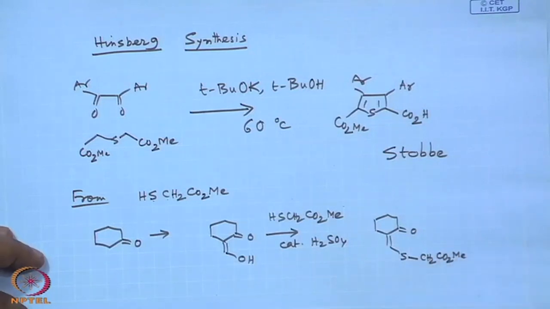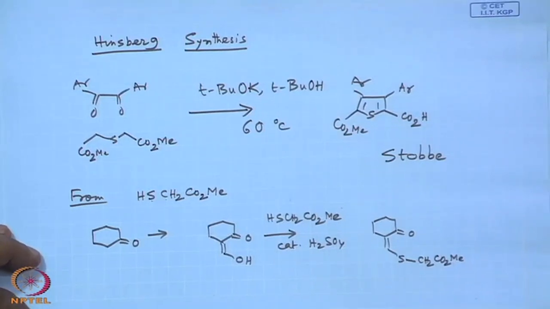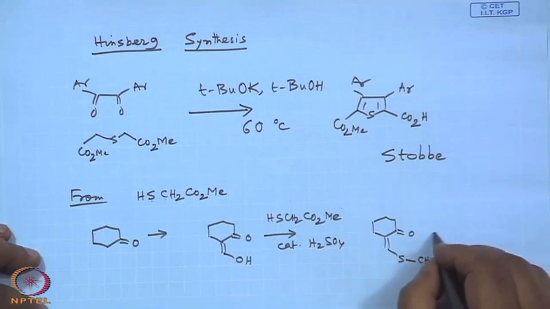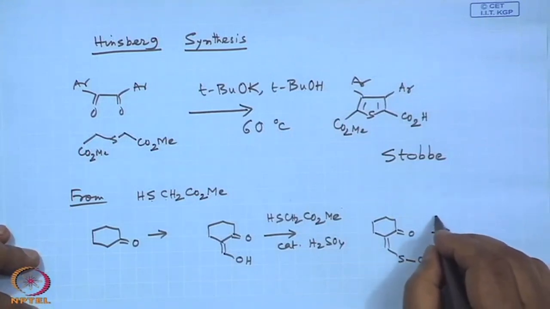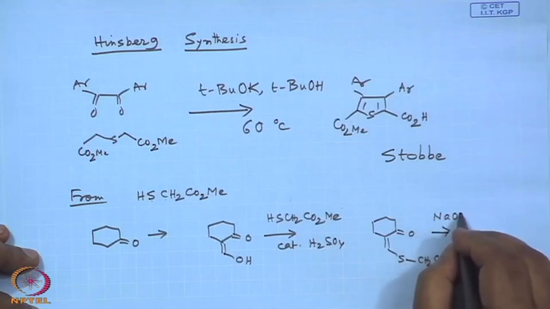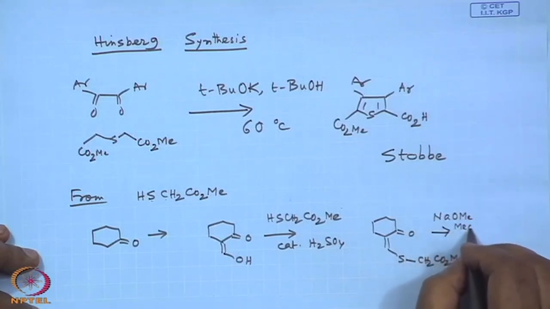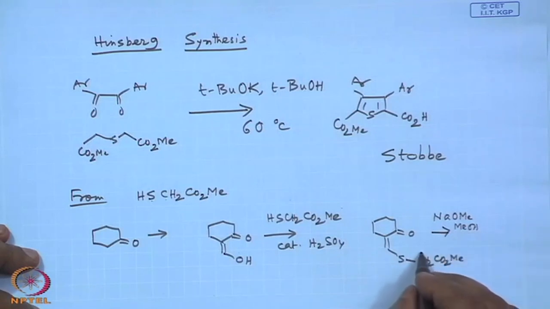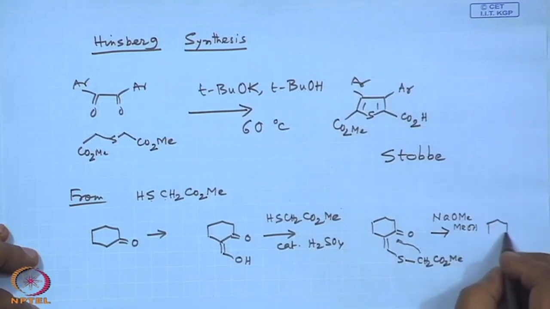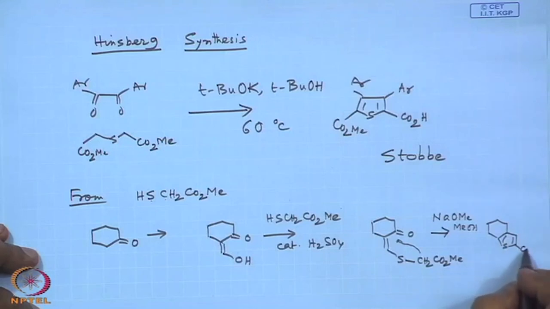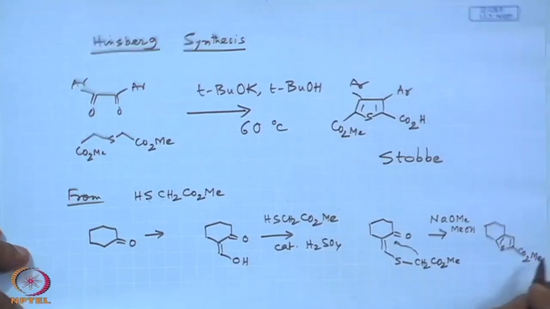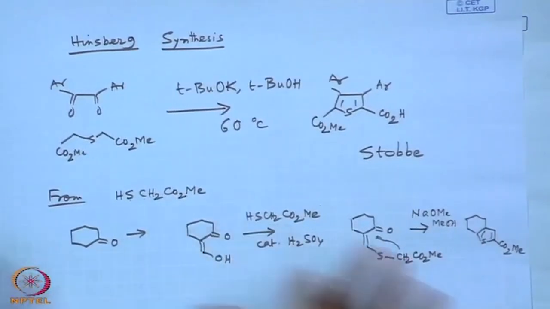So once you have this, you can guess in the previous example what it was. It was the Hinsberg method, which had a lot of aldol condensation kind of thing. So in this case, if you use sodium methoxide, which means the other solvent is methanol, what do you expect? A kind of aldol condensation. So you will be getting a fused thiophene, and of course one of the substituents is an ester here. They are all somewhat standard now.